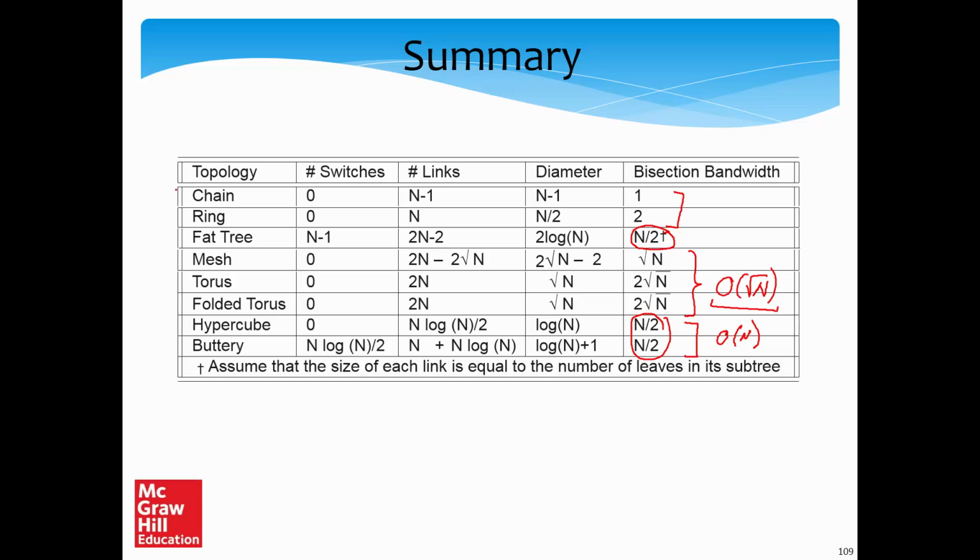So depending upon the size of the network and the requirements, if the network is really small, we can go for a chain or a ring. If it's a moderate size, we can look at a mesh or a torus. If it's an off-chip network, we can consider a fat tree. Torus also comes here. And if the network is fairly large, we should look at a hypercube or a butterfly topology. So this completes our discussion on multiprocessor systems. Now we will discuss storage devices and I/O systems in the next chapter.